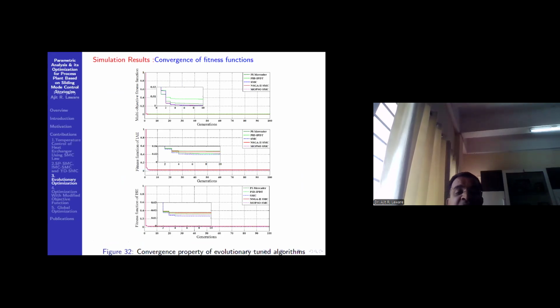So these are the simulations, that is, the convergence of the fitness function. Here, the first graph is the multi-objective fitness function, meaning P3, the aggregation approach. The second one is IE, and the third one is ISC. How it converges to 0 and what the convergence point is, I will tell you later in tabulated form.